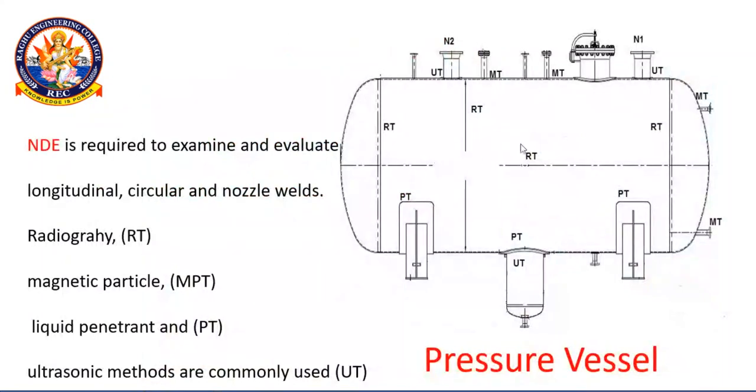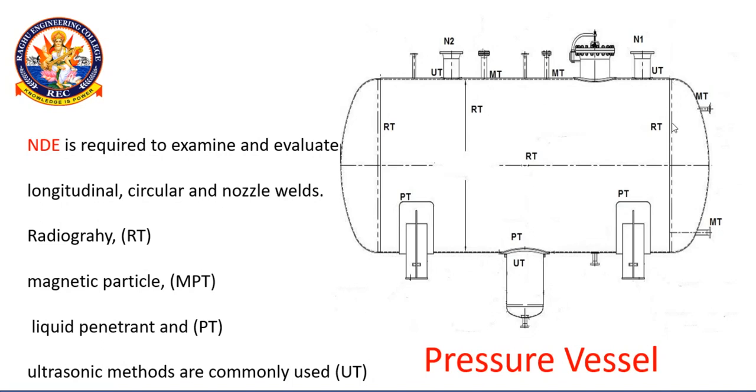This is one of the pressure vessels. In this pressure vessel, we can clearly see that there are so many nozzles, circular and longitudinal, and walls. The walls and nozzles are connected to the vessel with welded joints. This pressure vessel is also fabricated with a rolling operation, and the ends of the pressure vessel are fabricated separately but joined by welding.